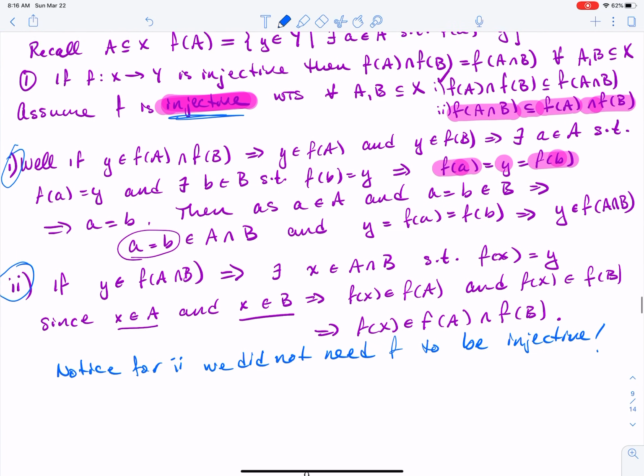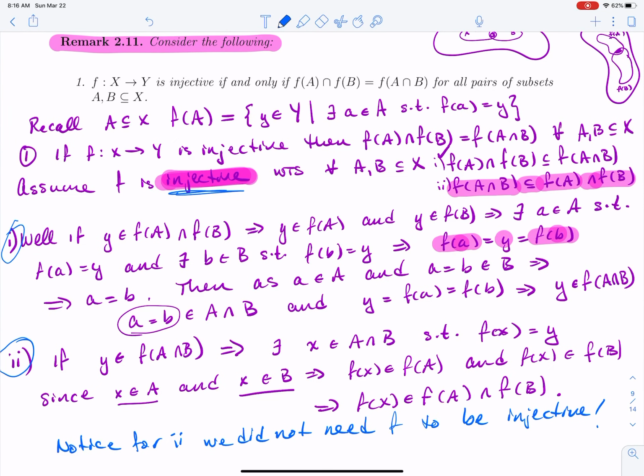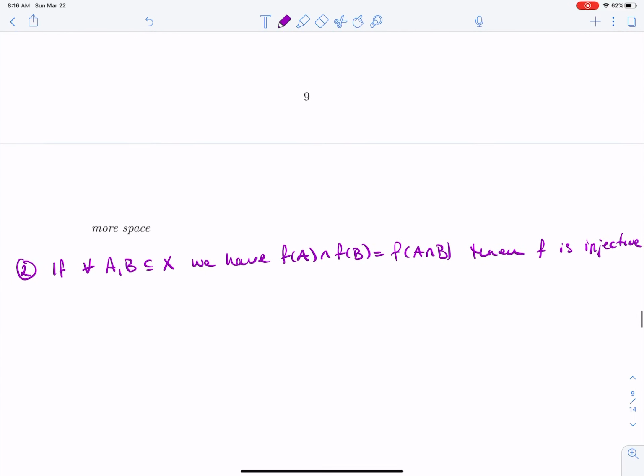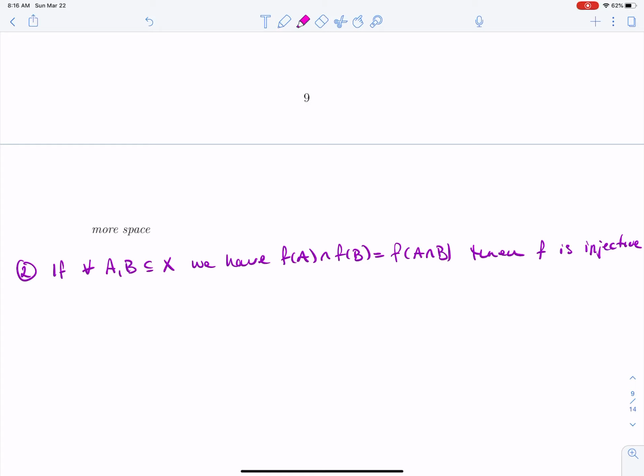Okay, but we're not done. So what we've done now, this completes the proof of part 1 of our statement. Remember, this is the forward implication. If f mapping X to Y is injective, then we have this set equality. Okay, but we still have the second part, which we wrote down here, which says, if for every A and B in X, we have that the intersection of the images is equal to the image of the intersection, then f is injective. Okay, so that's what we need to do now.